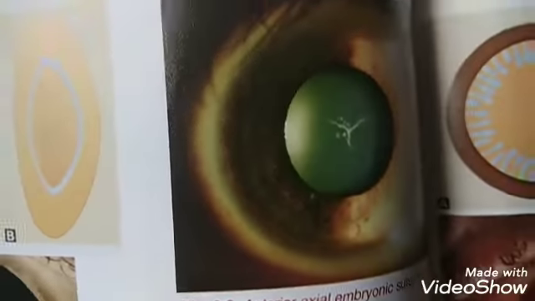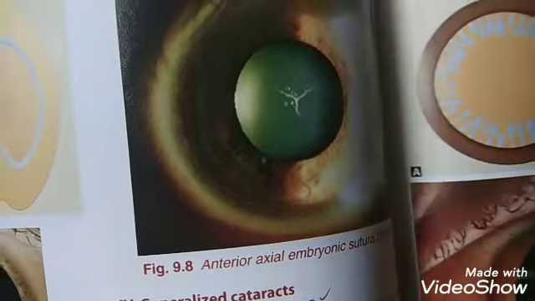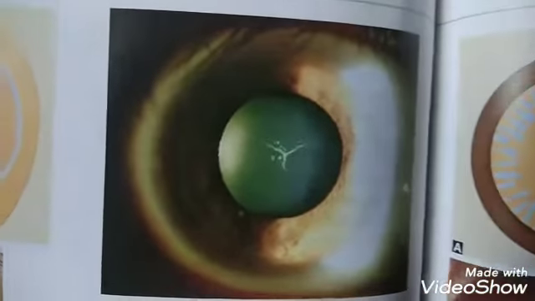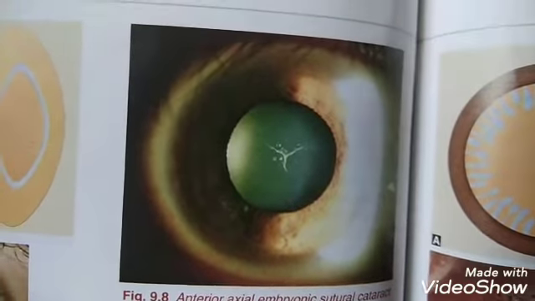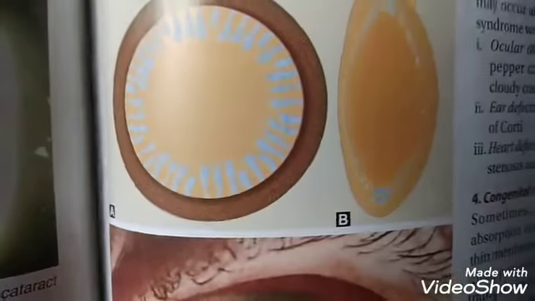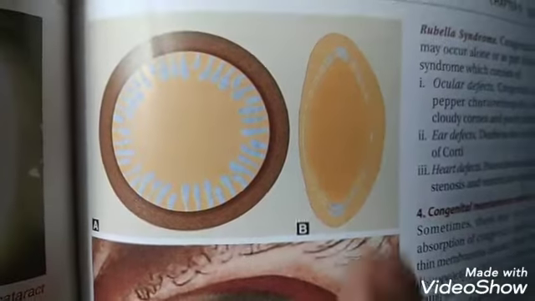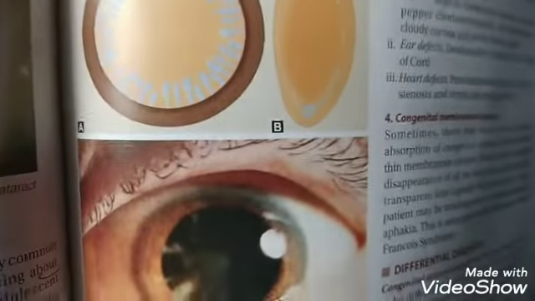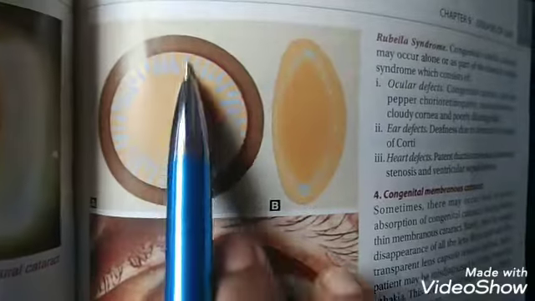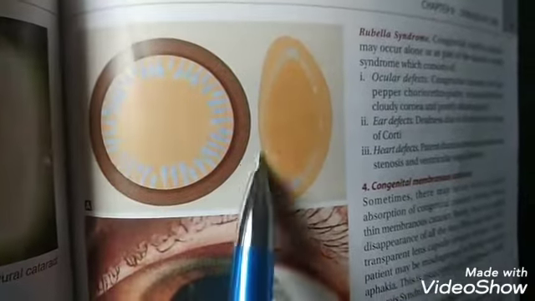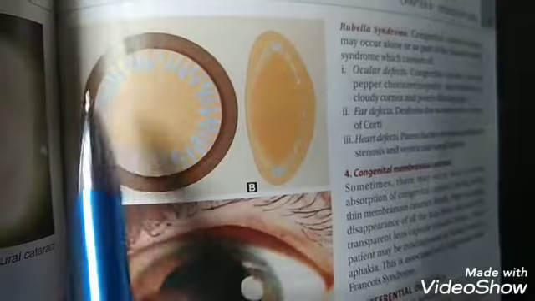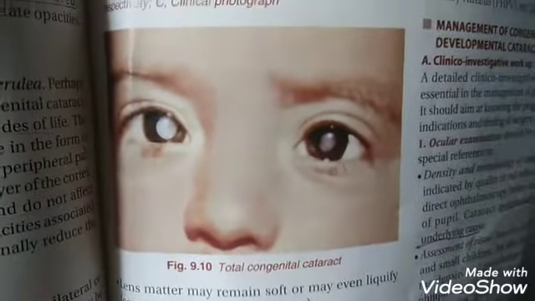And then this is the anterior axial embryonic sutural cataract, where it is Y shaped, indicating its presence on the sutures, and it's on the axial line. And then this is the picture of the coronary cataract, here also through the slit lamp, and this is the clinical picture. And then see here, the opacities are peripherally present and in a radial manner. And then this is the picture of the total congenital cataract.